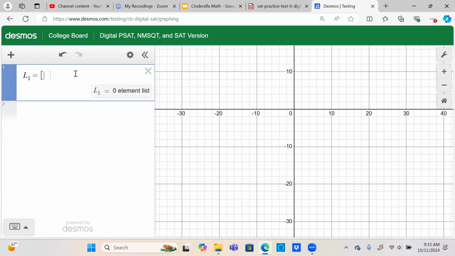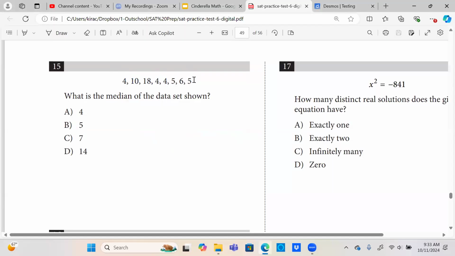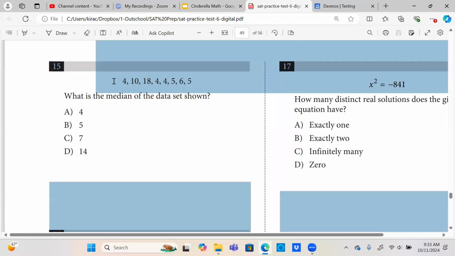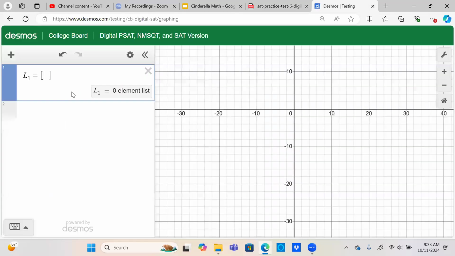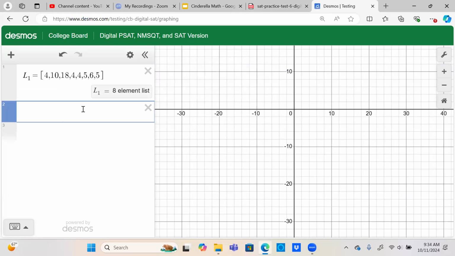It does not have to be in order. So it can be just straight what they gave us here. Let me see if it'll let me copy and paste. Okay, so it looks like I have an extra. Yay, it did let me copy and paste. Commas in between, it's telling us we have 8 things. And now we're going to come to the second line and tell it median of list 1. And there we go. Again, I don't know if that's any faster than doing it by hand, but it is an option.